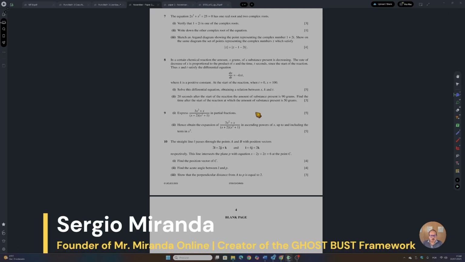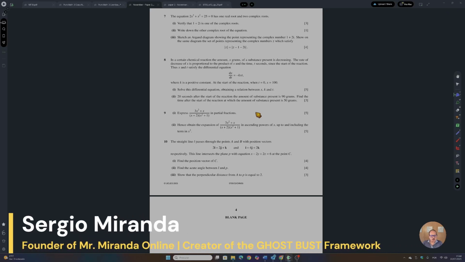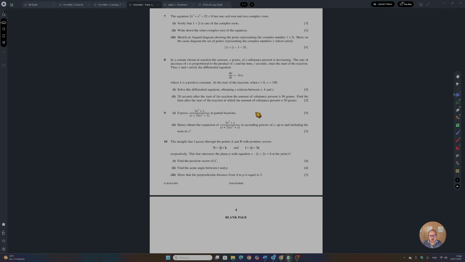Let's now look at some questions related to linking binomial expansion with partial fractions. The first question is this one, from an October-November paper 2005, Question 9. You are going to see that the questions about this are very, very similar. At least the three that I picked are exactly the same in nature.